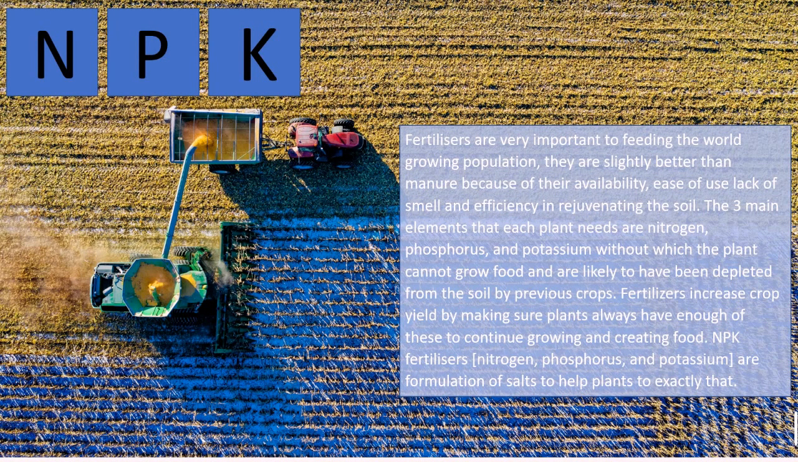Fertilizers are very important to feeding the world's growing population. They are slightly better than manure because of their availability, ease of use, lack of smell, and efficiency in rejuvenating the soil. The three main elements that each plant needs are nitrogen, phosphorus, and potassium, without which the plant cannot grow and are likely to have been depleted from the soil by previous crops. Fertilizers increase crop yield by making sure plants always have enough of these to continue growing and creating food. NPK fertilizers, nitrogen, phosphorus, and potassium, are formulations of salts that help plants do exactly that.